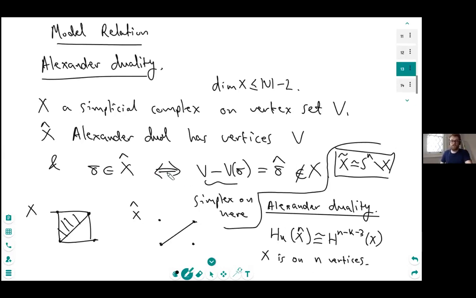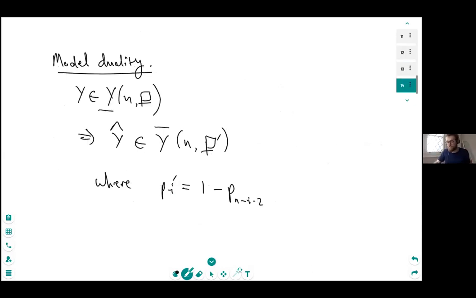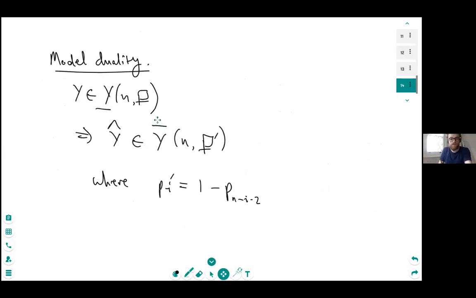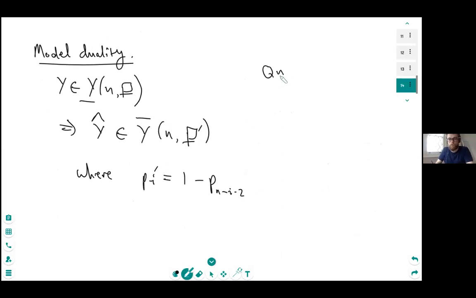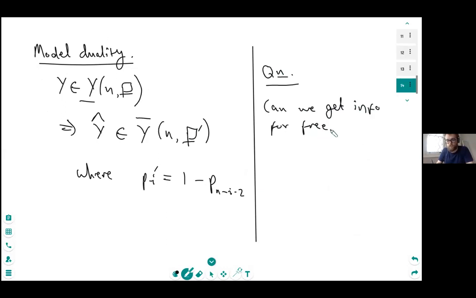When do I have a simplex in my dual? If and only if I don't have the simplex in the original. And a dimension argument gives you this n minus i minus 2. So the hope was, combining this and the Alexander duality, can we get info for free about the upper model?